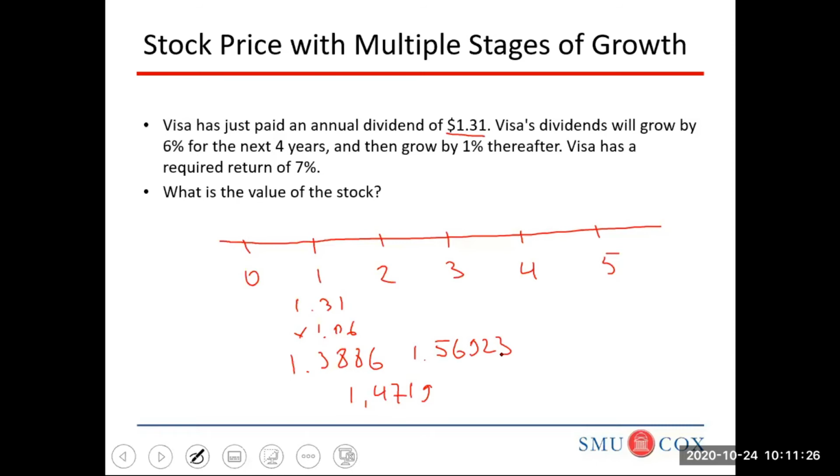And remember, a good rule is don't round numbers too much in your interim steps. So that's cash flow number 3. What's cash flow number 4? Just grow it by another 6%. 1.65384. Okay. And then we switch into a different growth rate. So in year 5, the cash flows will grow by 1%.